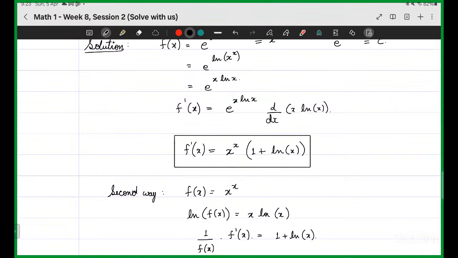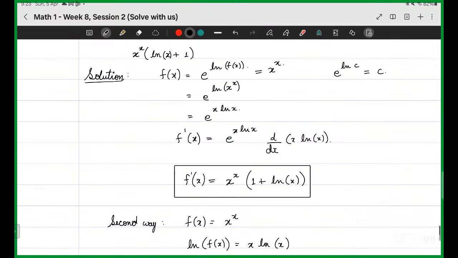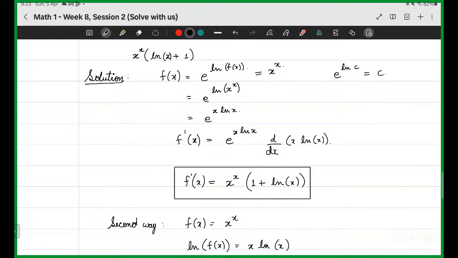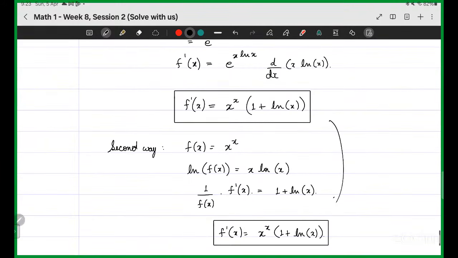Right, e to the log being the identity function is also okay, right? So that is the same thing. Yes, it is the same thing. These two things are not very different.